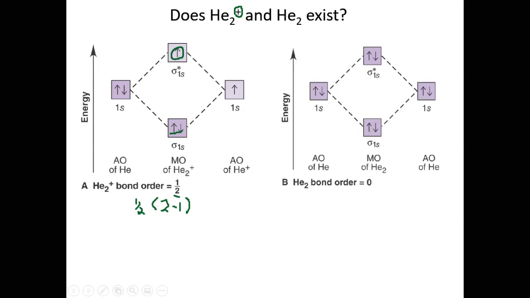Now if we look at He2, so diatomic helium, we see that now we have a completely filled sigma 1s and sigma star 1s orbital. Whenever you have completely filled bonding and antibonding orbitals, the bond order is going to equal 0. So this tells you that He2, diatomic helium, cannot exist.